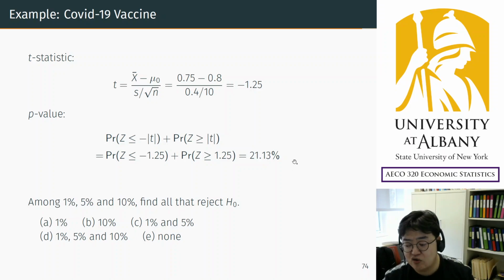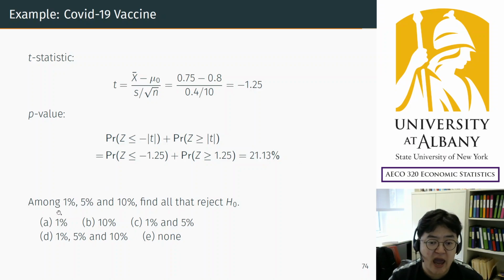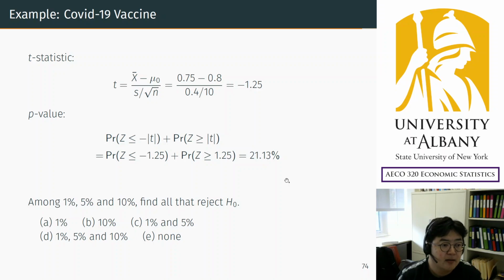Okay, then now you can do this way. At which level can you reject the null hypothesis? Remember, the null hypothesis is rejected if the p-value is smaller than the significance level. But here, in this case, p-value is too big. It's already 20%. So none of them can reject the null hypothesis. The answer is E. Okay.